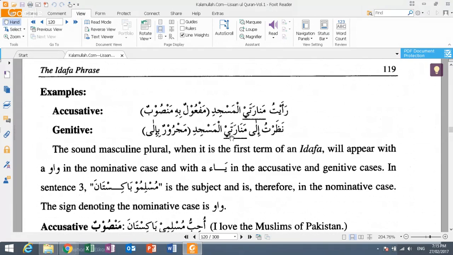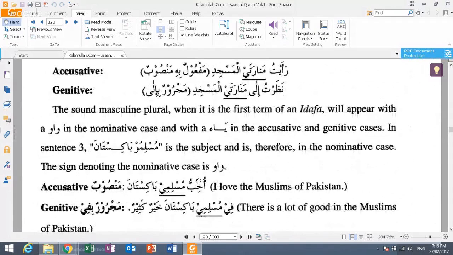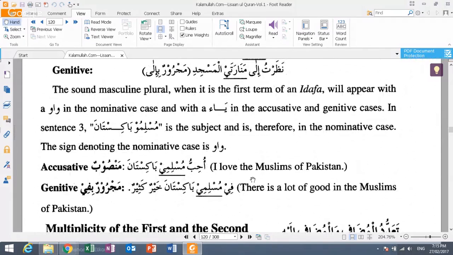And this one is the same. Ila manaratayni actually, but when ascribing, the noon is dropped. Sound masculine plural, when it is the first term of an idafa, will appear with a waw in the nominative case and a ya in the accusative and genitive cases. In sentence 3, Muslimu Pakistana is the subject and is therefore in the nominative case. So that's why Muslimu Pakistana.